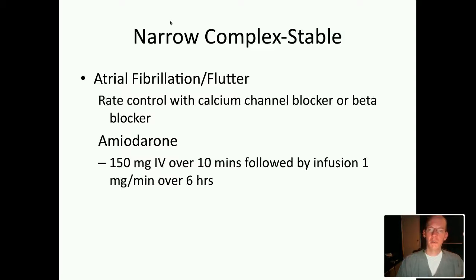It's not going to convert them, but it may slow them down so that they're more stable at a slower rate. Amiodarone will be rate controlling, and in some set of patients will chemically cardiovert them. So you get 2 for 1. It may not convert them, but it may slow them down, or maybe it will even convert them. Once again, the dose is 150 milligrams over 10 minutes, followed by an infusion of 1 milligram per minute over 6 hours.